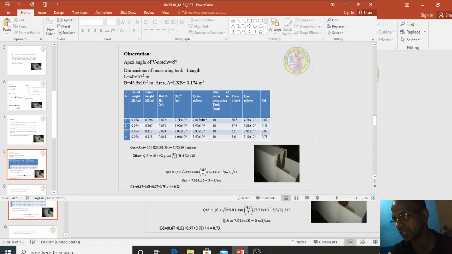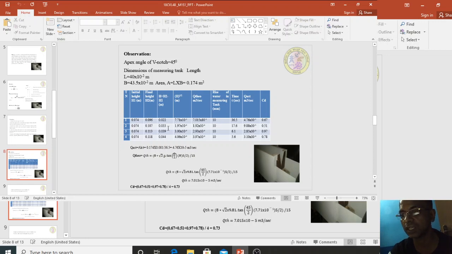We kept the tank height, the water level or prism height, as a constant. Time can be kept constant and this can be varied, but here we kept the height constant. The time taken is 36.5 seconds because the flow was slow. Q actual is A into H divided by T, which is 4.76 × 10 to the power of minus 5 meter cube per second. If you calculate actual versus theoretical, the CD is 0.67.